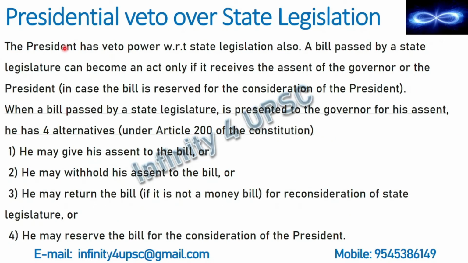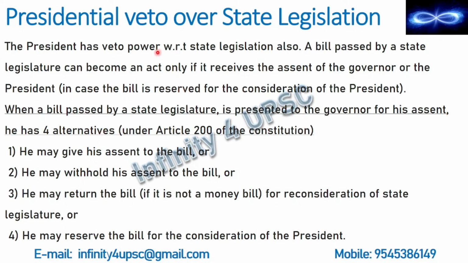Now till now, whatever we saw was the presidential veto power when it comes to the parliament. But here we get to see that the president has got veto power over state legislation as well. Why is it so? Because when a bill passed by the state legislature is presented to the governor for his assent, he has 4 alternatives. And this is given by Article 200 of the Constitution.